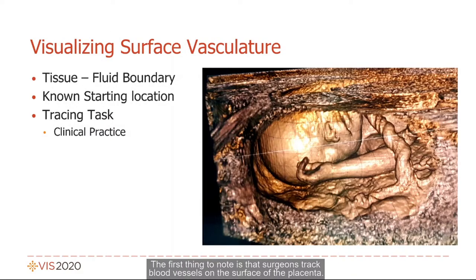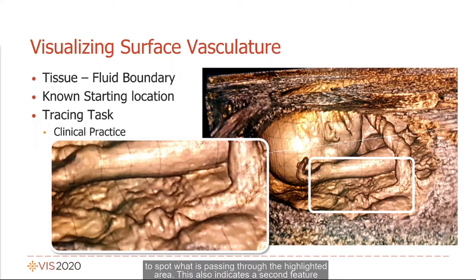The first thing to note is that surgeons track blood vessels on the surface of the placenta. Vessels there are not only visible through the fetoscope, they also protrude slightly from the placenta. We can take advantage of this feature in MRI scans, since there we can detect a very sharp boundary between tissue and the amniotic fluid. It is relatively easy to spot the large blood vessel that is passing through the highlighted area.